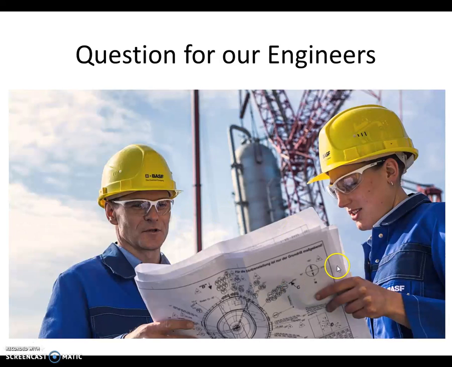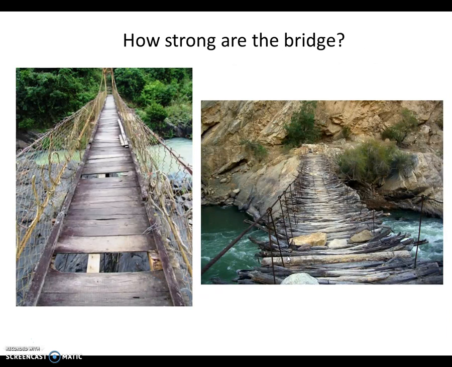Let's say you've got a couple of engineers and we've got a question for them. They happen to be a part of our group who are running through a forest, running away from some lions. We've got two bridges. Which bridge are we going to take? They both look pretty dodgy. So we ask our engineers to do some calculations. How strong are the bridges? Which one should we take? What's the chance of them collapsing?